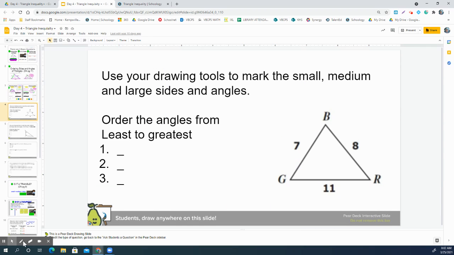Order the angles least to greatest. So everybody put a letter in the chat. What is the smallest angle? Ready? 3, 2, 1, smallest angle. Everybody put it in the chat.